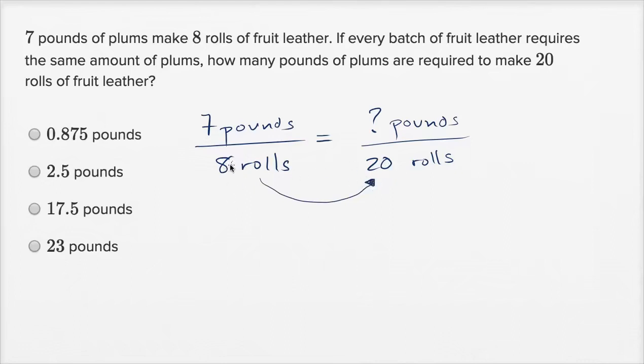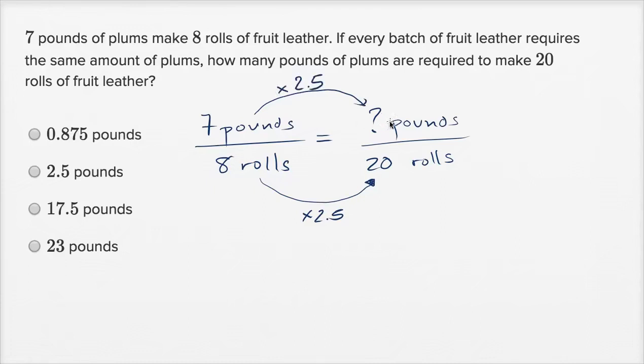See, 20 divided by 8 is 2 4/8, which is 2.5. So we multiplied by 2.5, or we have 2.5 times as many rolls when we go from 8 to 20. So we're going to need 2.5 times as many pounds to keep the ratios constant. So times 2.5. And what's 7 times 2.5?